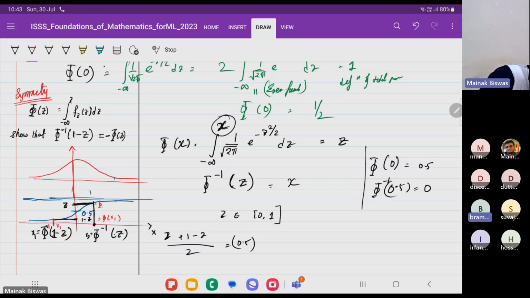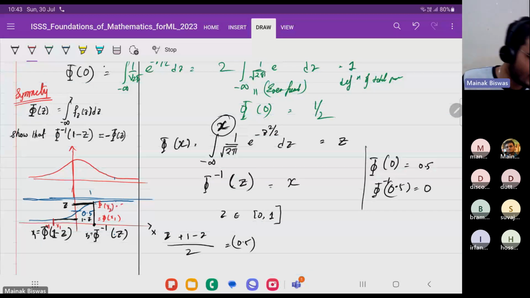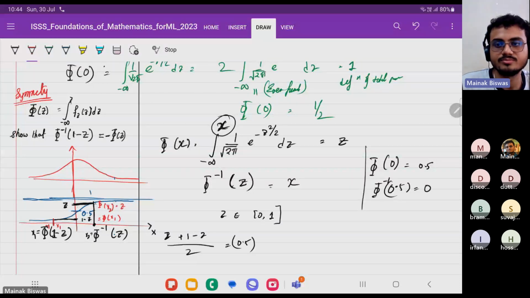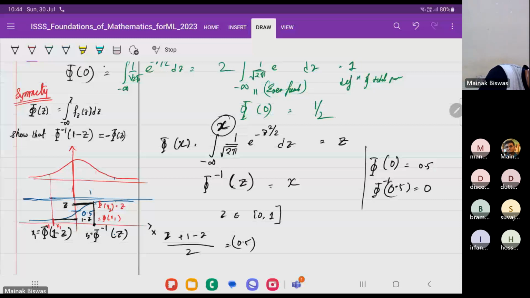Similarly, z is equal to phi of x2, so phi inverse of z will be x2, yes or no? Now see, if they are at equal distance on the CDF as well, I may have drawn it a bit incorrectly, but bear with me. Since they're at equal distance, they will be symmetric. Distance D on this side will be distance D on this side, yes or no?